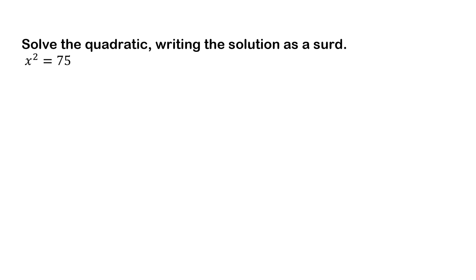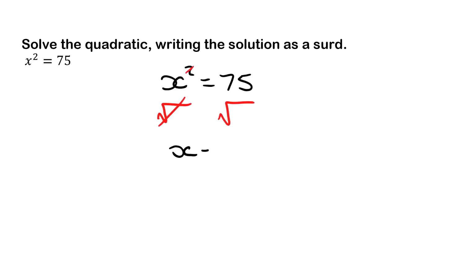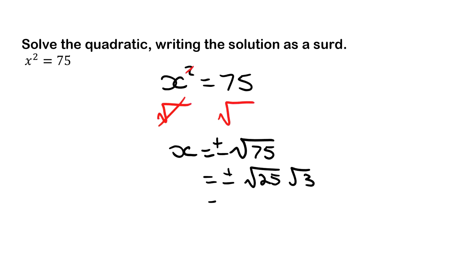Solve the quadratic, writing the solution as a surd. Now remember, a surd has the root sign remaining. So root 75. That surd can be simplified down. We look for one of our perfect squares, and in this case 25 goes into 75. And we multiply that by root 3. Root 25 turns into 5, so we get 5 root 3.